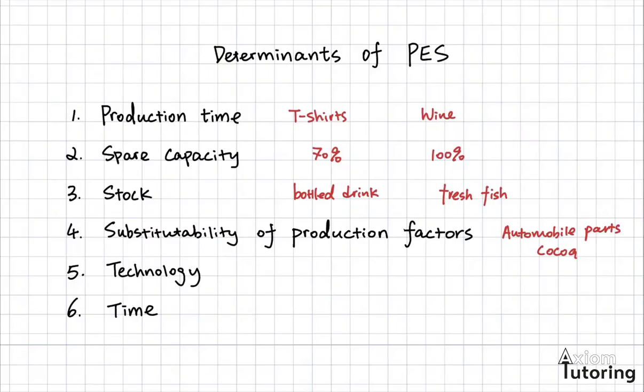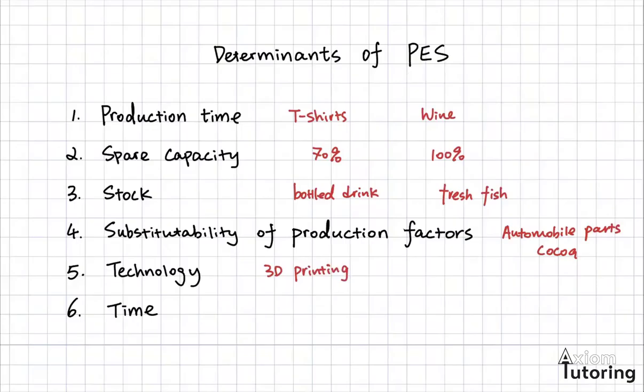The fifth determinant is technology. Better technology allows firms to increase production more easily when prices rise. A high PES example is 3D printing for custom products. Technology allows rapid scaling of output in response to higher prices. Supply is price elastic in this case.